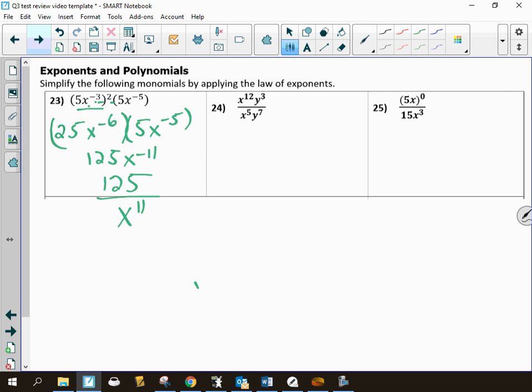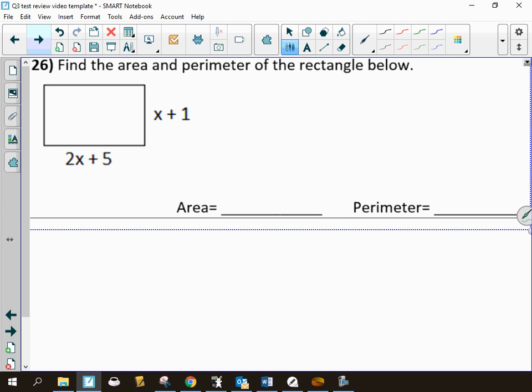For number 24, if you divide two numbers with the same base, you subtract the exponents. So our final answer is x to the 7th over y to the 4th. Which should make sense if you think about them canceling. The leftover x's would be on the top, and the leftover y's would be on the bottom. 25 looks like a hard problem, but remember, anything raised to the 0 power is simply 1.